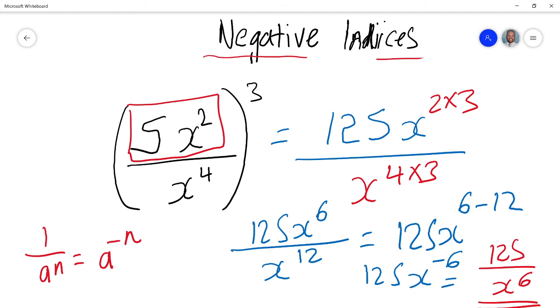Because x to the power 6 divided by x to the power 12 is x to the power 6 minus 12, which is negative 6. If the question said, leave my answer as a negative index, you choose this one here. But if the question says, no, I want you to leave the answer as a positive, then you leave it as this. All right? Most of the time they ask you to leave the answer as a positive, but you've got to remember you should know the correlation between converting a negative index to a positive index.